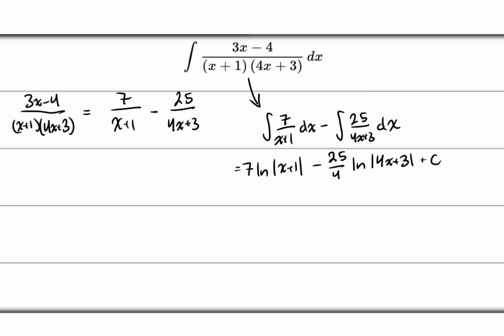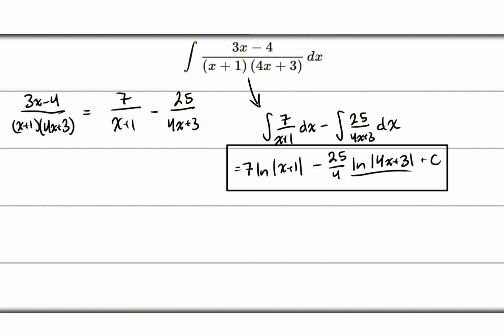Now the reason I have this over 4 here is because we have a 4x + 3. So it's essentially the chain rule. We have to consider the chain rule because when we find the derivative of the natural log of 4x + 3, it'll be the derivative of the natural log of 4x + 3 times the derivative of the inside function, which is 4. And so to cancel that out, we add a 1 over 4 here. And that is our final answer.